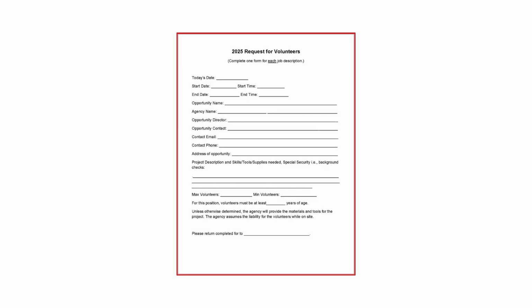To do all this, you need a volunteer opportunity request. The request for volunteers form is sent out to partner agencies on a regular basis. When the form is completed and returned to your agency, your staff will contact the organization to discuss the logistics. Then you put that information into your volunteer portal, whatever portal you're using.